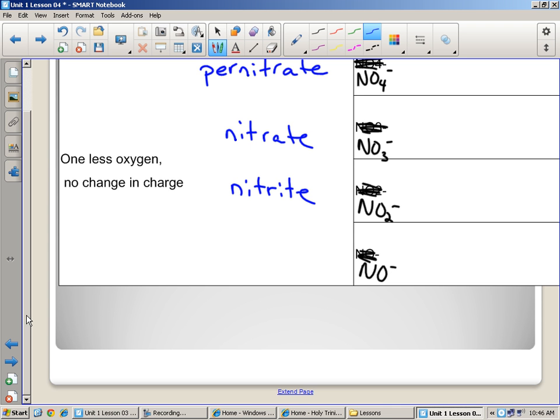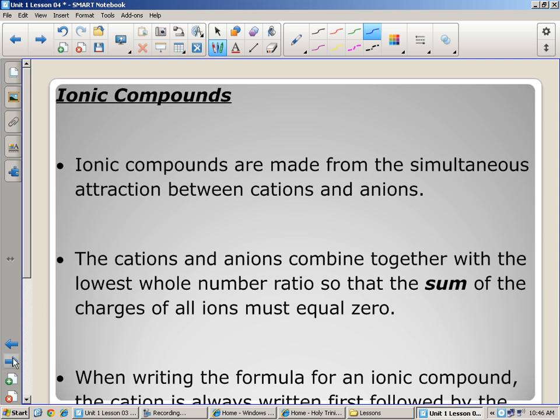If this is nitrite right here, and that's NO2, one less oxygen is hyponitrite. Not hippo, that's different. Hypo. Hyponitrite. That's the pattern they always follow. So we're going to do another one now, and I'll show you a little bit of difference here. Good? Alright. Let's do this one.